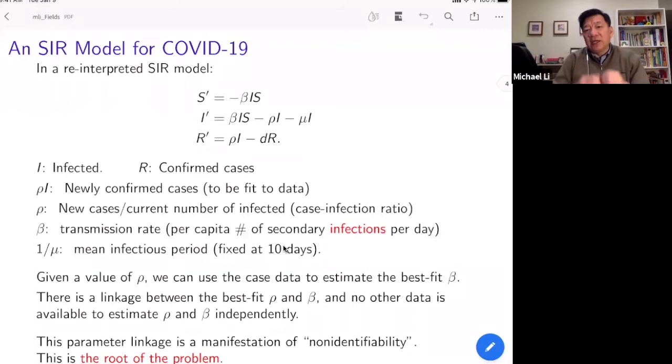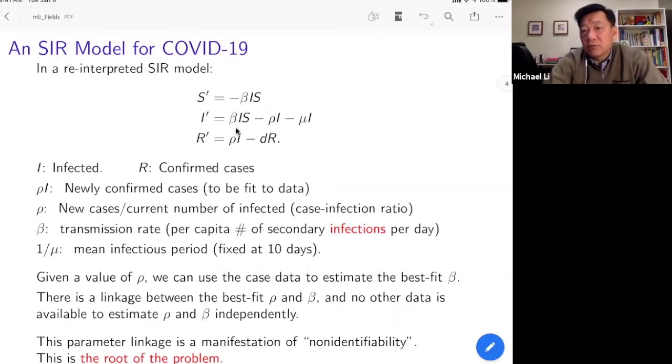When we actually do it, we allow a wider interval, use a uniform prior, and then fit it. But here I just fix it for simplicity. So there are actually only 2 parameters I need to fit here, 3 actually. The parameters are beta, the transmission coefficient, and rho, which I call the case infection ratio, which is unknown to us and needs to be estimated.